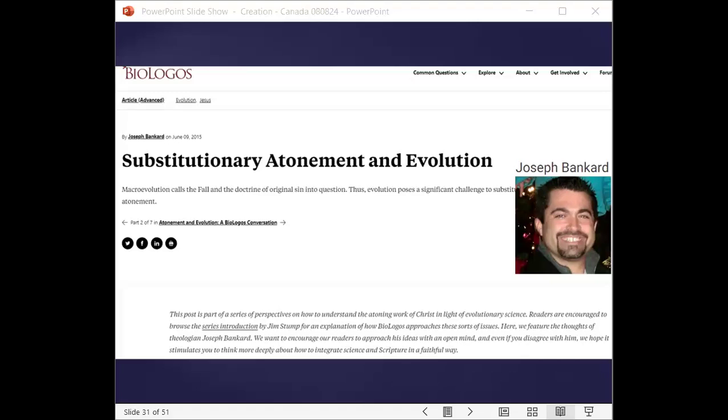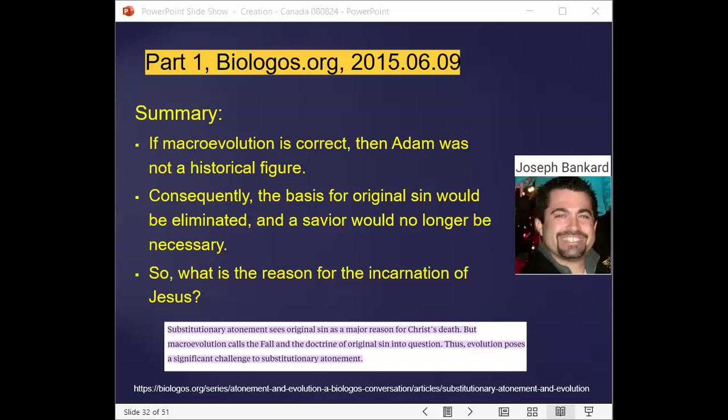Joseph Bankard is a professor of philosophy at Northwest Nazarene University. He wrote an article entitled Substitutionary Atonement and Evolution. This is a long article, so I summarize a few key points here. He argues that while substitutionary atonement sees original sin as a major reason for Christ's death, macroevolution calls the fall and the doctrine of original sin into question. Evolution poses a significant challenge to substitutionary atonement. He argues that since macroevolution is correct, Adam was not a historical figure, because consequently the basis for original sin would be eliminated and the savior would no longer be necessary.